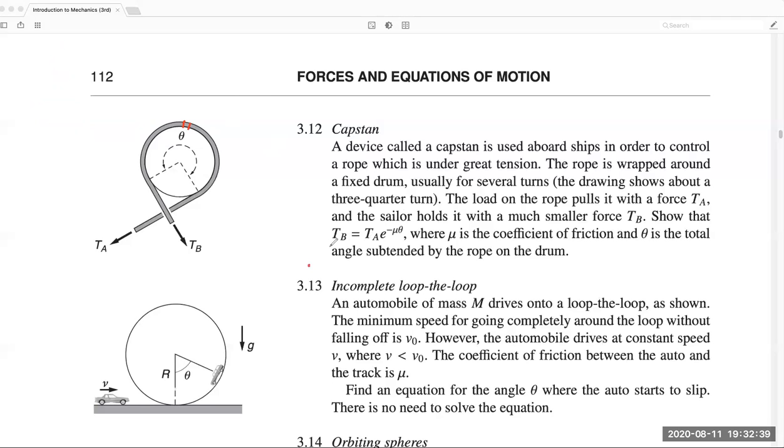Which force is larger, TB or TA? TA is larger than TB, right? So then let's draw the free body diagram of this small arc. Can you draw the forces on the diagram?